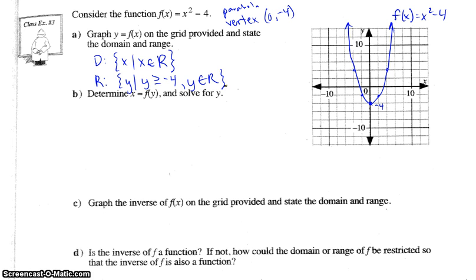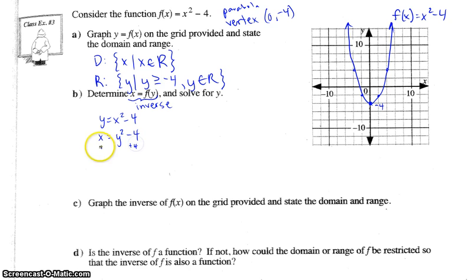All right, so we're going to determine x equals f at y. This is basically their way of asking for the inverse. And they're already telling you not to use that function notation by writing x equals f at y. So let's go about doing that. We're going to start by writing y equals x squared minus 4, our original function, replacing f of x with y. Okay, switch x and y, so x becomes y, and solve for y.